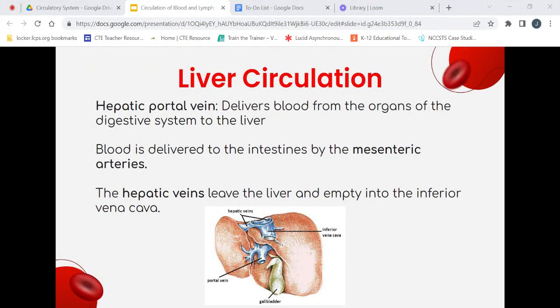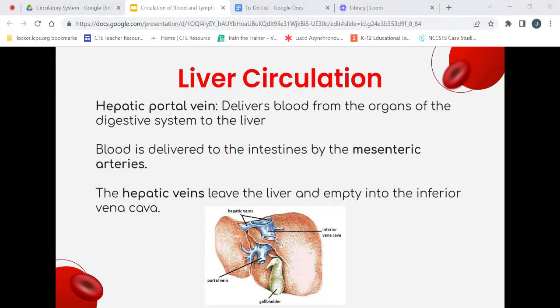So as you have seen, blood typically flows from arteries to capillaries and then to veins. The veins conduct the blood back toward the heart. However, the body has a few veins that carry blood to a second set of exchange vessels, either capillaries or sinusoids, and these are called portal veins. So we have the hepatic portal vein, which delivers blood from the organs of the digestive system to the liver. The hepatic veins leave the liver and empty into the inferior vena cava.